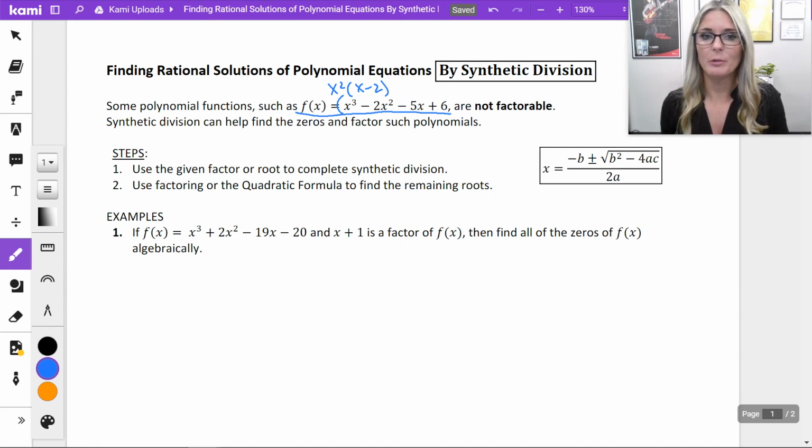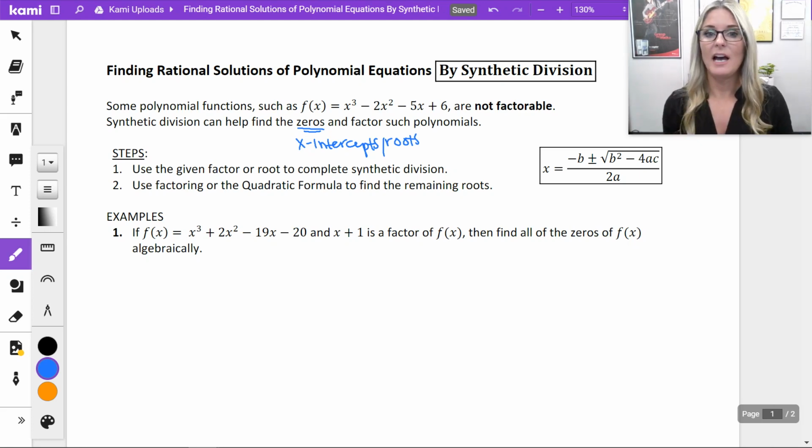In the past, when we were working with quadratics, we could then use the quadratic formula for such a case, but we're solving these polynomial equations that aren't necessarily quadratics anymore. So we're going to use synthetic division to help us find those zeros. And remember, our zeros are those x-intercepts, and they can also be called the roots. Once we use synthetic division, we'll use the quotient that we get and then factor or use the quadratic formula to finish up solving.